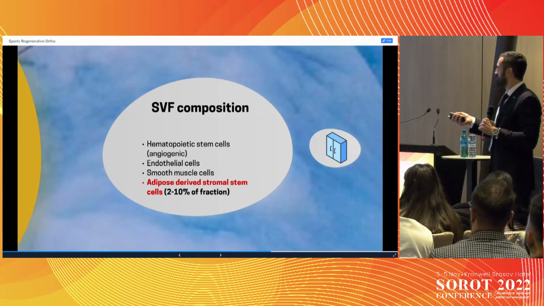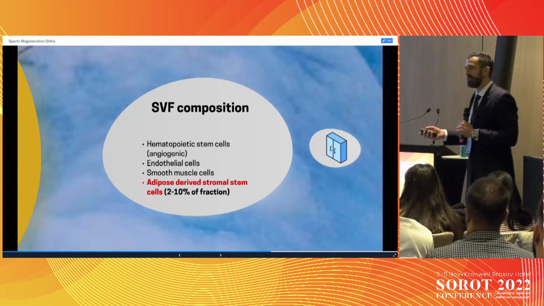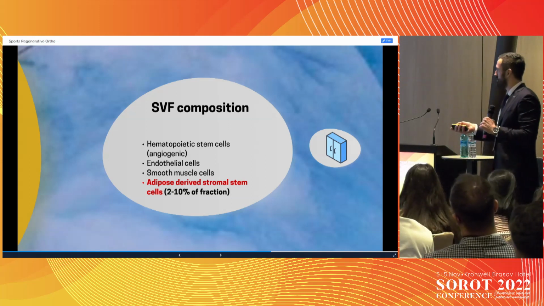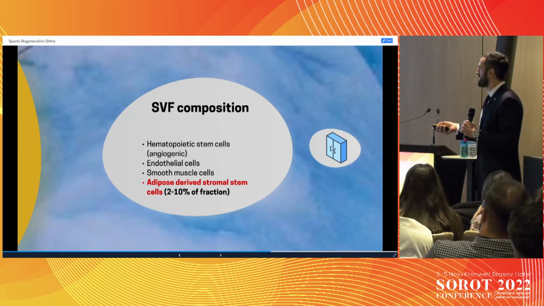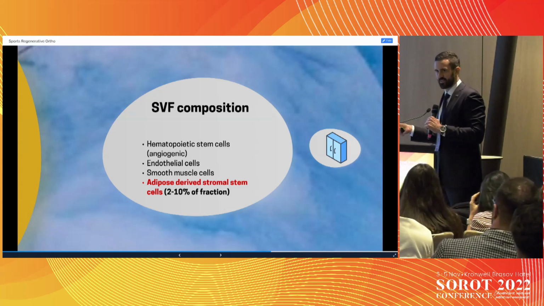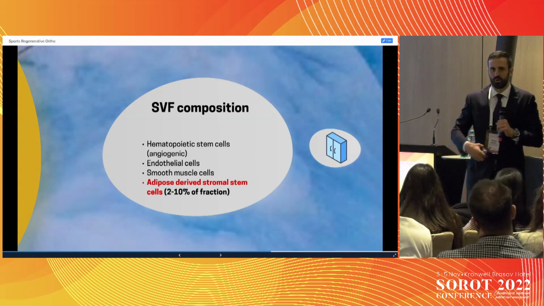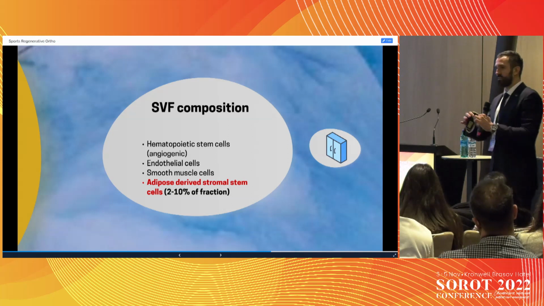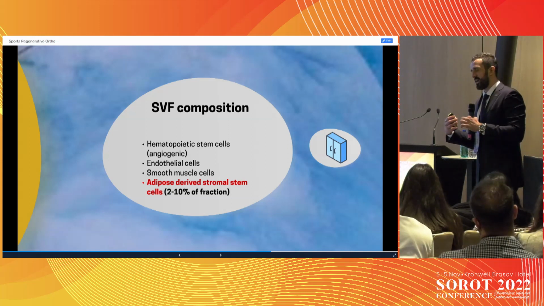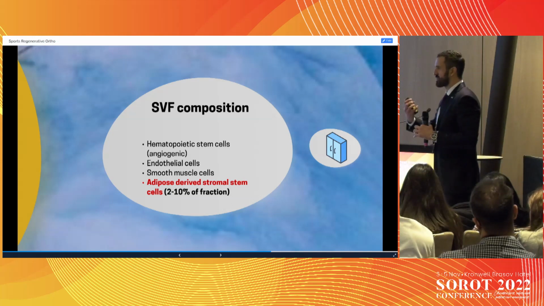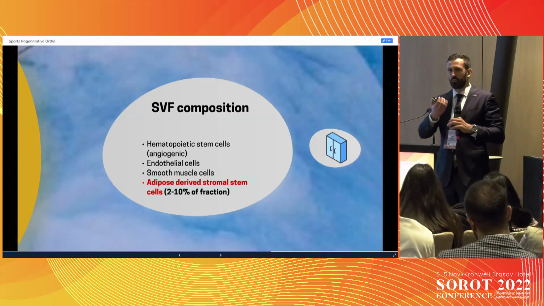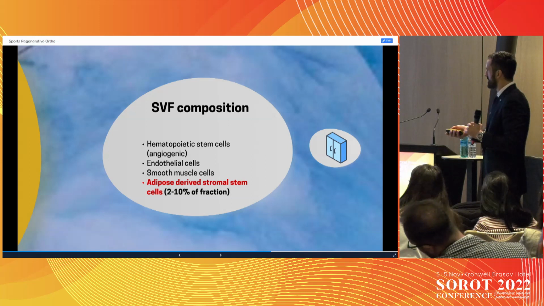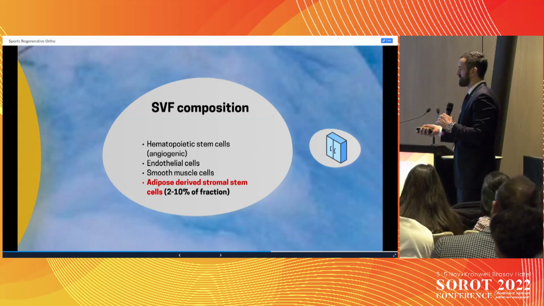SVF composition. SVF means stromal vascular fraction. I will explain what that is. So it's hematopoietic stem cells, endothelial cells, smooth muscle cells, and adipose-derived stromal stem cells. We make a small liposuction, take fat tissue from the belly, and we mix it together, break the fat tissue, and then actually inject all of that into a knee after removal of oil, water, and blood. So 2 to 10% of this fraction is actually adipose-derived stromal stem cells.